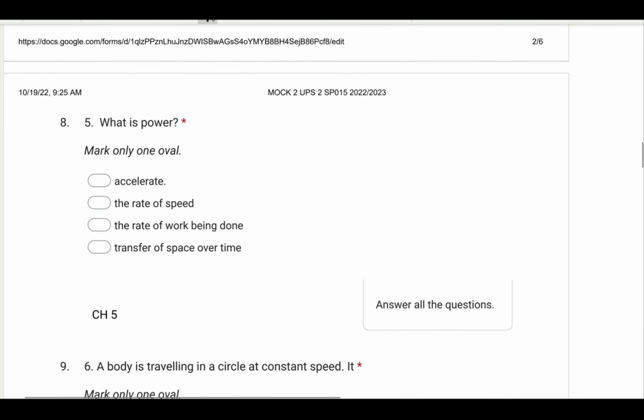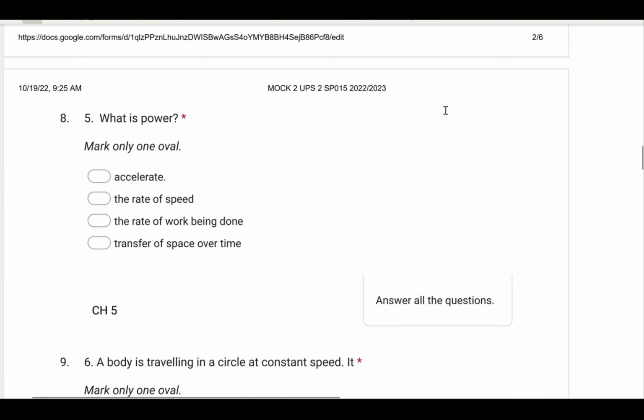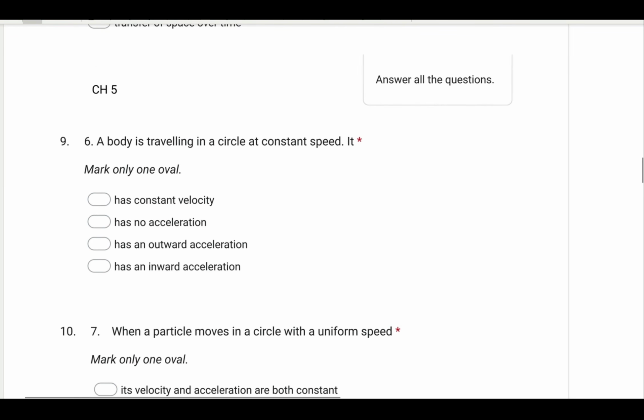Alright, question number 5. What is power? So this is very easy. The rate of work being done. Okay, C. And then number 6. A body is traveling in a circle at constant speed. So this is chapter 5 under circular motion. Okay.